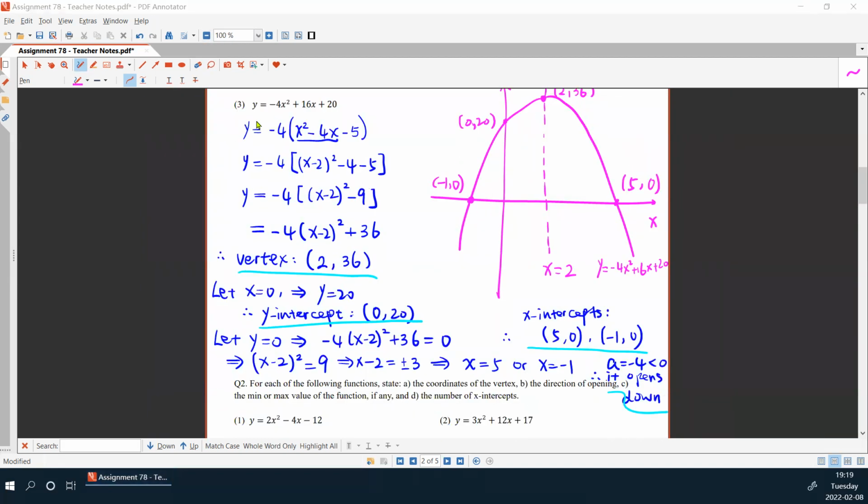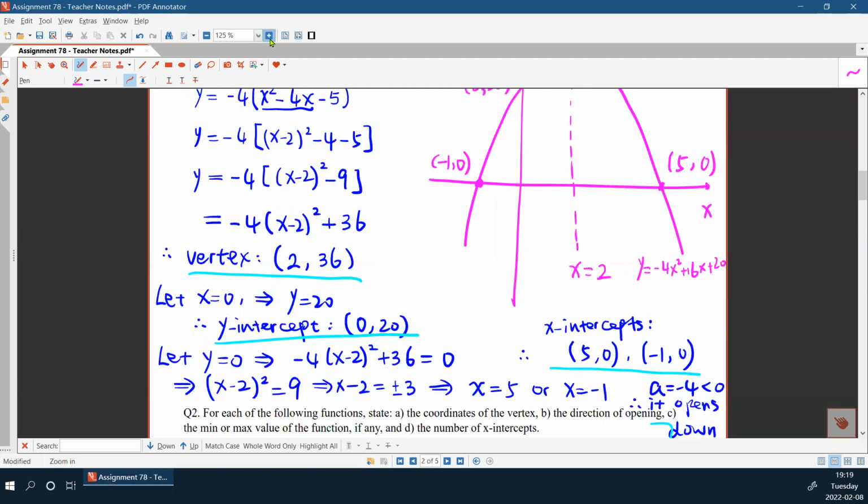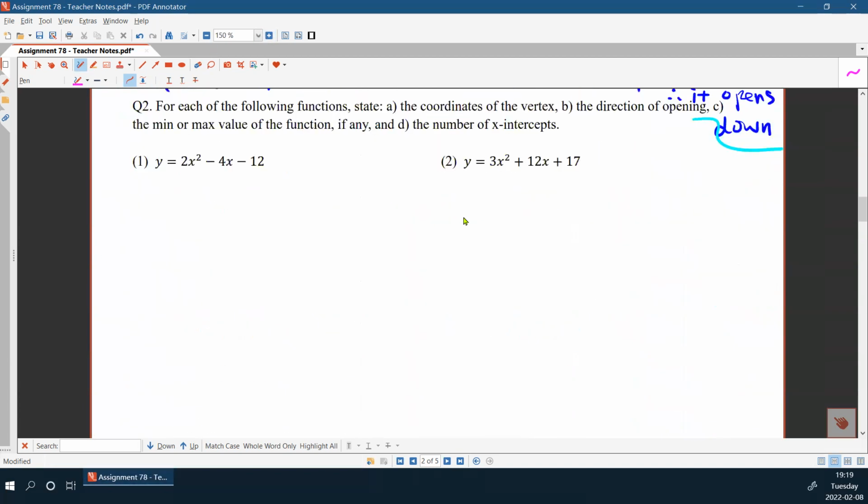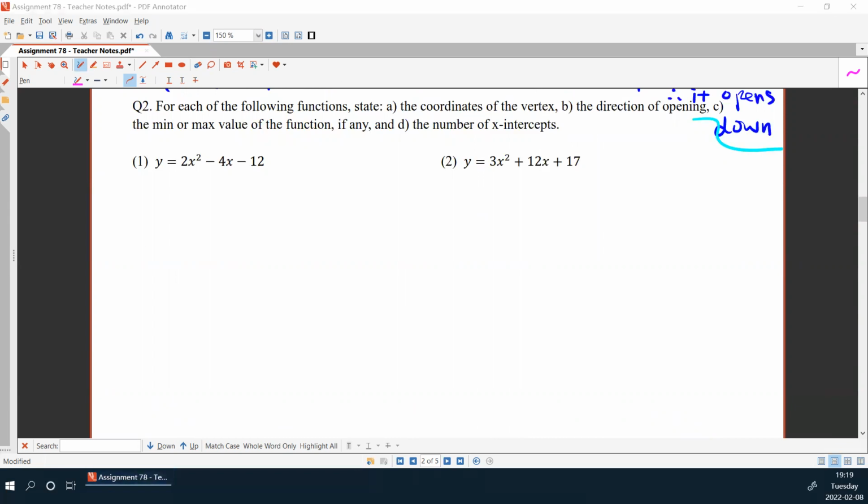All right, then let's have a look at the next question. Question 2: for each of the following functions, state A, the coordinates of the vertex, B, the direction of opening, C, the min or max value of the function, if any, and D, the number of x-intercepts. Okay, so in this question, it does not ask you to sketch the graph, right? But answer the questions based on the coordinates of the vertex.